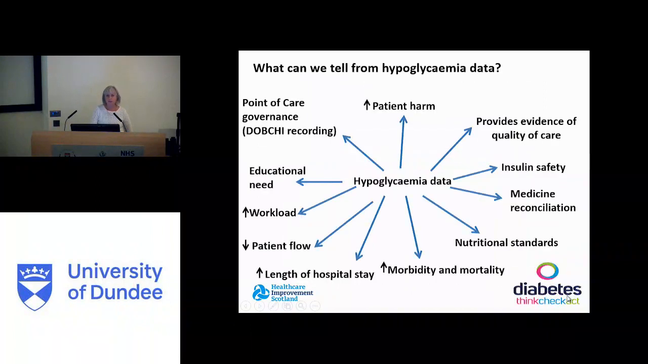So what can we tell from the hypoglycemia data? This is really powerful, and this is what the government are going to be looking at through a national dashboard, we hope, in the very near future. If people are hypoglycemic, there's more patient harm. We know that it's a marker of quality of care. We've got issues with insulin safety. We're looking at medicines reconciliation, making sure that people are on the right medicines and the right medicines for their age. We don't want people who are 90 years of age on a big dose of a sulfonylurea. We need to look at nutritional standards.